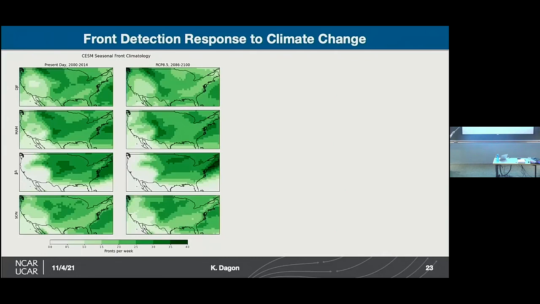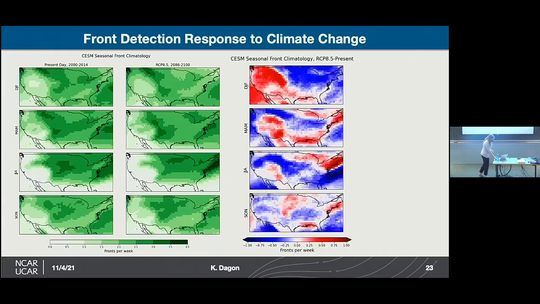This is the present day climatology, and this is the climatology of an RCP 8.5 simulation at the end of the century. So there are some shifts in the patterns, but it's maybe easier to look at it like this. This is the delta. One thing that popped out to us here is the possible westward shifts in the winter and spring, and then maybe a northward shift in JJA.